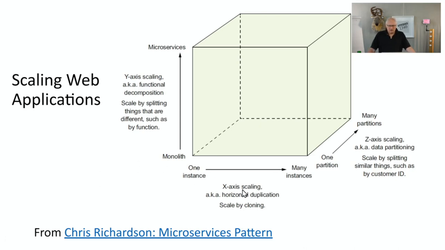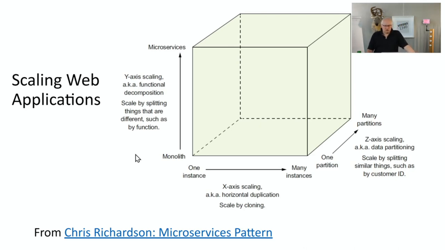And there is X-axis scaling, which is exactly what Google did first. You replicate your things. So you have multiple computers where each computer has the same data on it, the same page indexes, and then requests come in, and you just do something like round robin: the first request goes to computer one, the second to computer two, three, four, five, and when you have gone around all your computers, you start with the first computer again. That's a very simple technique that is used very frequently.